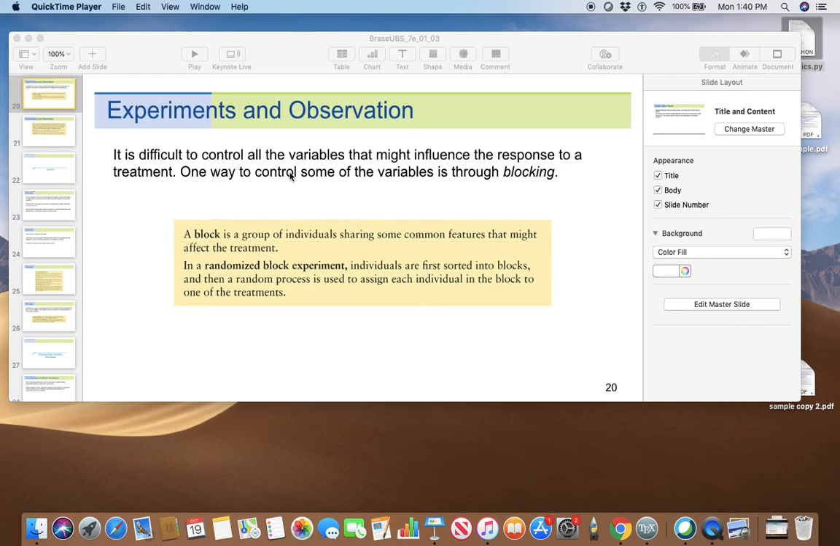It is difficult to control all the variables that might influence the response to a treatment. One way to control some of the variables is through blocking. What does this mean? A block is a group of individuals sharing some common features that might affect the treatment. In a randomized block experiment, individuals are first sorted into blocks and then a random process is used to assign each individual in the block to one of the treatments.